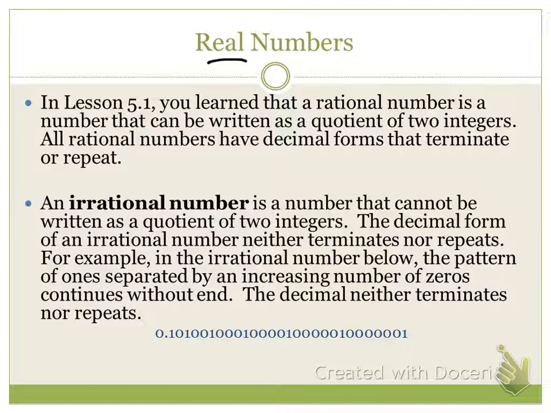A rational number is any whole number, obviously, and then any number that has a terminating or repeating decimal. An irrational number has a decimal that doesn't terminate, so it never ends, and it doesn't repeat either. It just has random numbers that continue on forever.